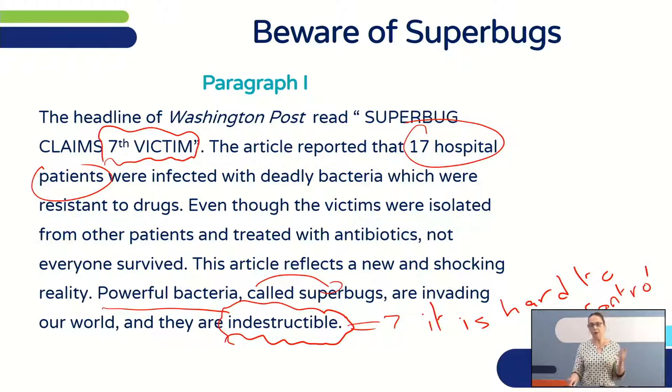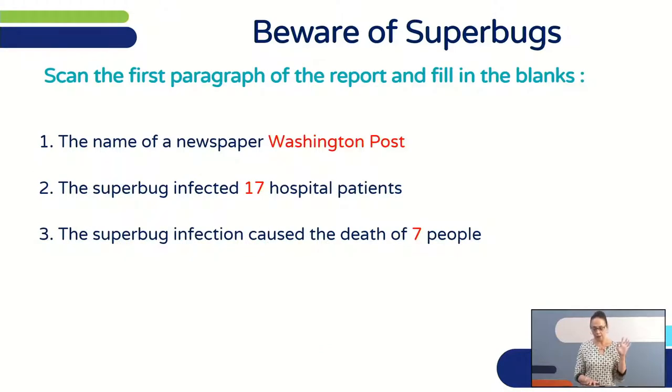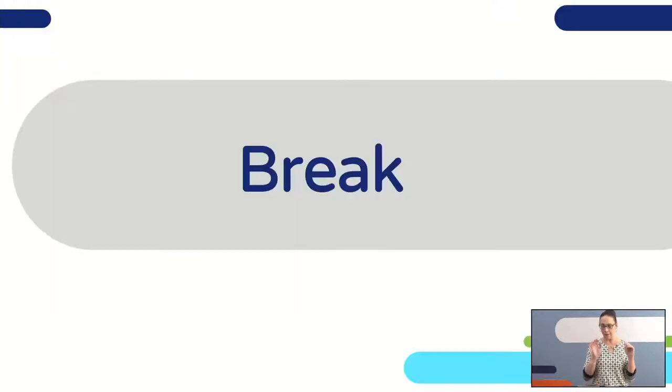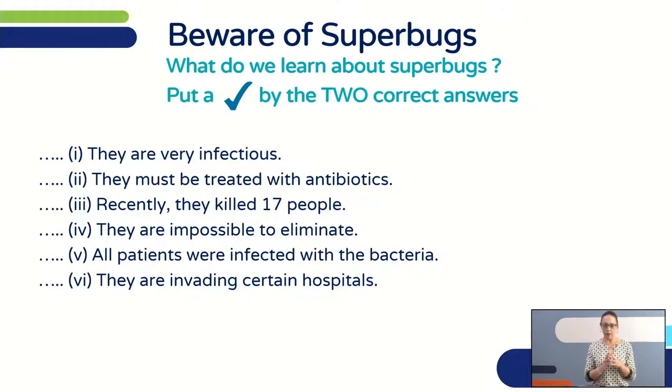Why is this important? Because now, when we check the questions, we'll find that we need to know the meaning of this term. This is what we've done: the name of the newspaper, the number of infected people, and the number of people who were killed by this bacteria. So now we have a question.